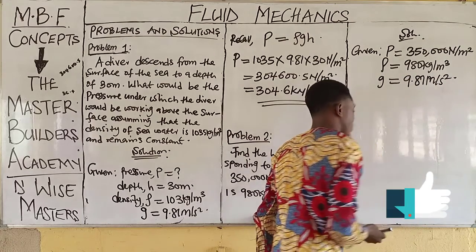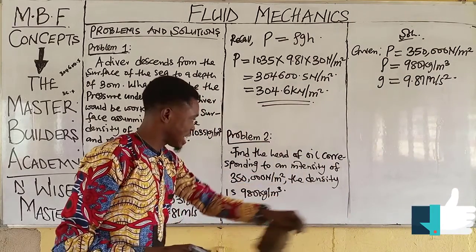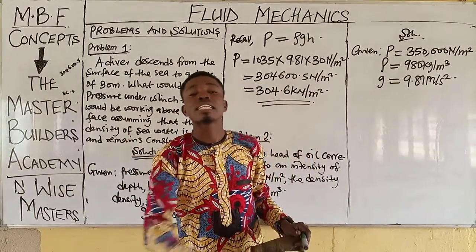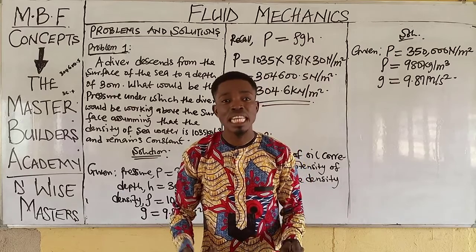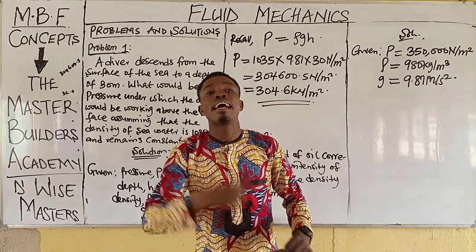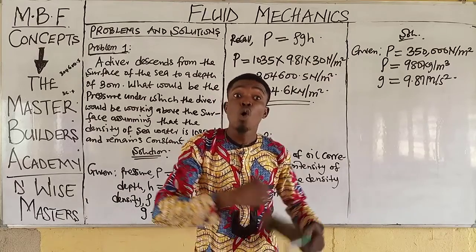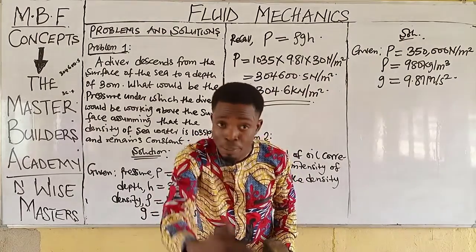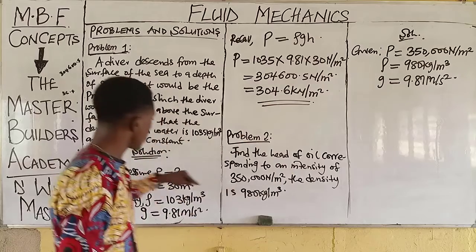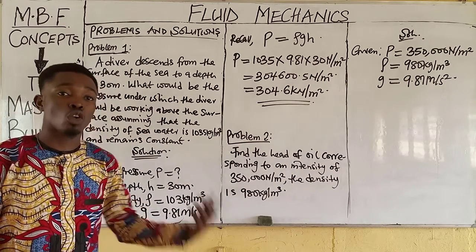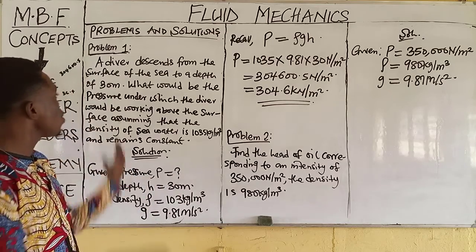Now we are asked to find the head of the oil. Now listen carefully. In fluid mechanics, depth is the same thing as head. In other words, head is the same thing as depth. That is to say, in this question, we are asked to find the depth. Unlike the first question we saw, where we were already given the depth, in this case depth is unknown, while pressure is known.